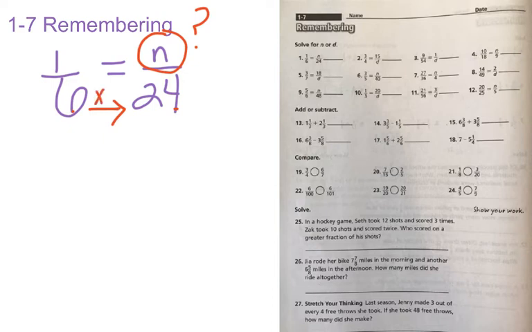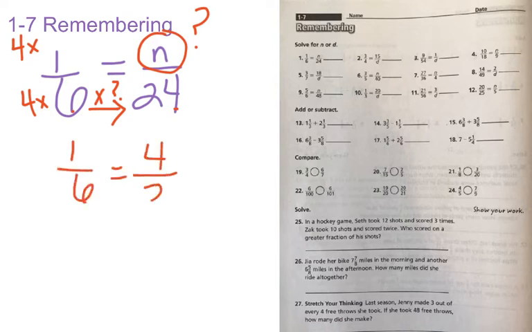6 times what is equal to 24? Well, I know that 6 times 4 is equal to 24. So I am going to take that 4 and multiply my top by 4, because that's what I did to the bottom, because 6 times 4 is equal to that 24. So multiplying by 4, 4 times 1 is equal to 4. So 1/6 is equal to 4/24. So n in number 1 is 4.